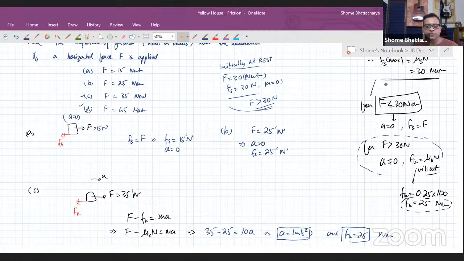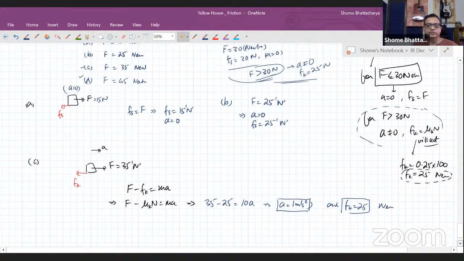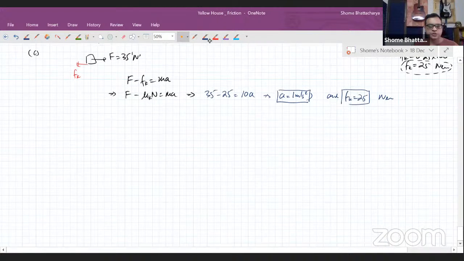Is the point clear, Anmol and Prince both? So the moment I apply a force greater than 30 Newtons, it doesn't matter whether it's 30.1 or 31 or 300, the acceleration of the block becomes non-zero and the friction acting becomes kinetic friction, so it becomes 25 Newtons. That is the behavior that we observe in the case of rough surfaces.